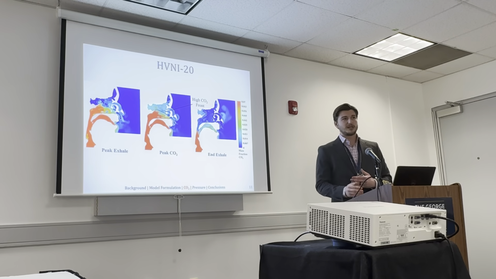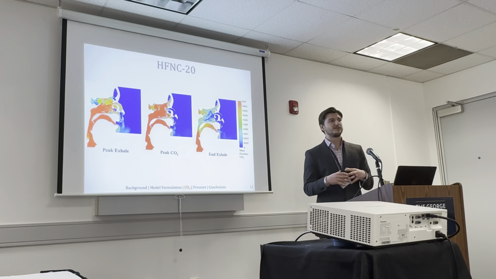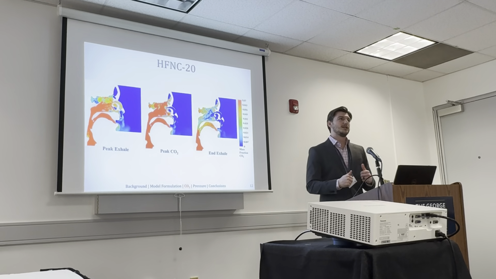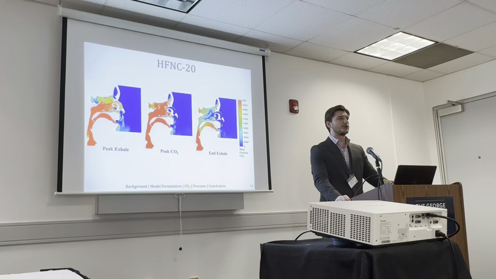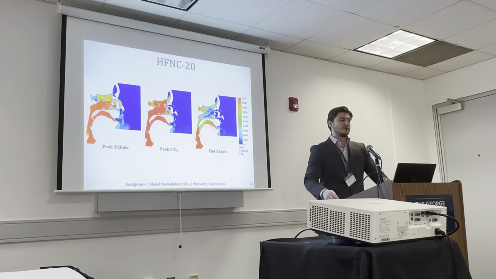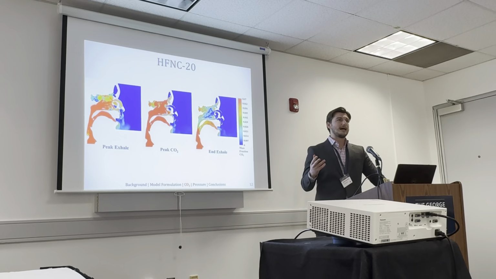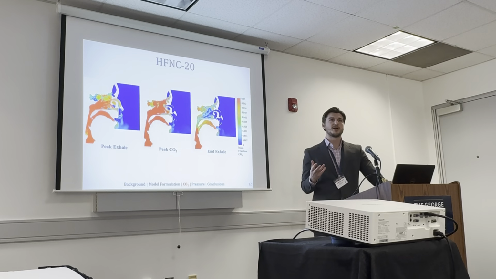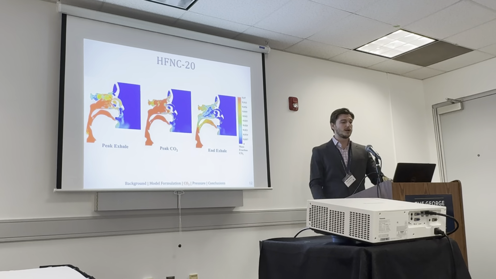Now if we switch therapy types to HFNC, you can see the retention of CO2 is increased. This is at the same flow rate as HVNI. They were both run at 35 liters per minute. So you can see that more CO2 enters at peak exhale. At peak CO2, much of the upper airway is filled with the stale, CO2-rich exhaled flow.